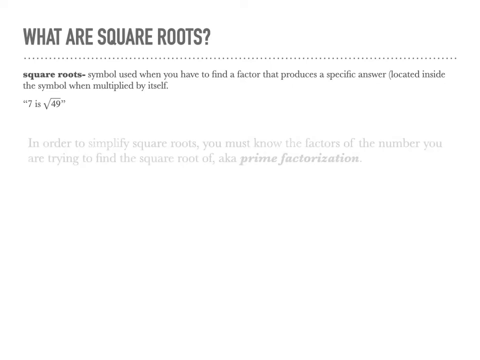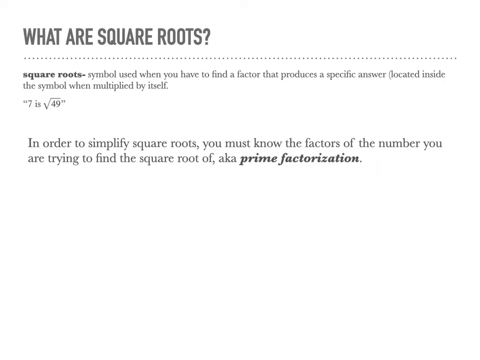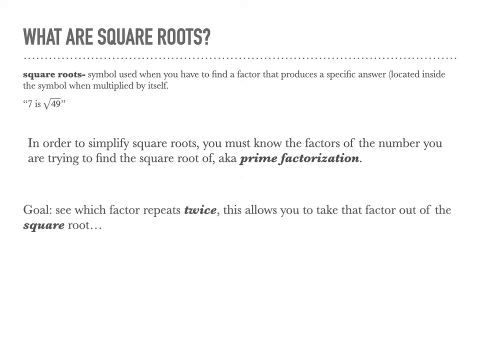Now, in order to simplify square roots, you must know the factors of the number you are trying to find the square root of, and this is known as prime factorization. If you've never heard of the term, please follow the link in the description box below, which covers prime factorization. So the goal is to see which factor repeats twice, and this allows you to take that factor out of the square root.